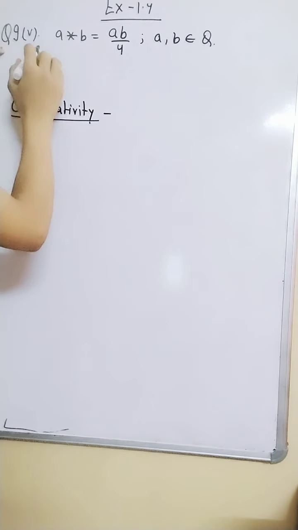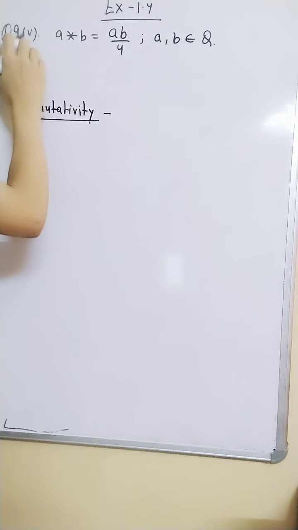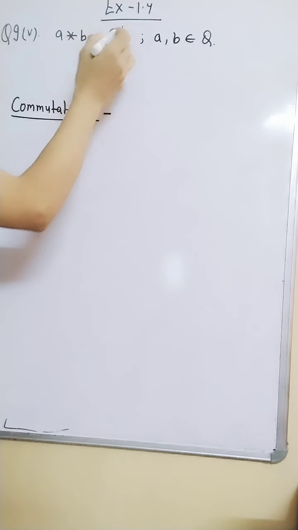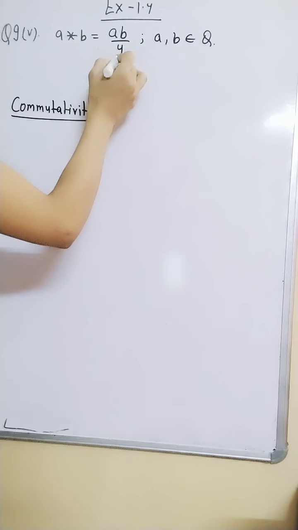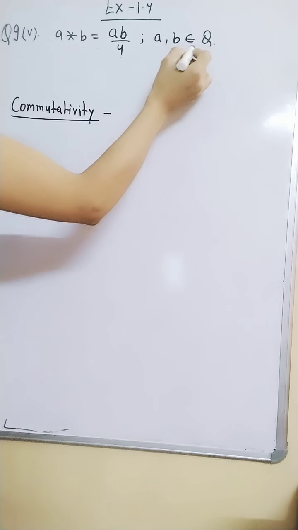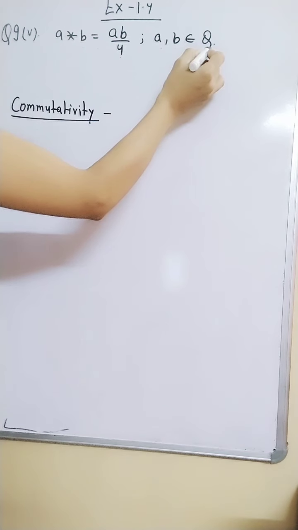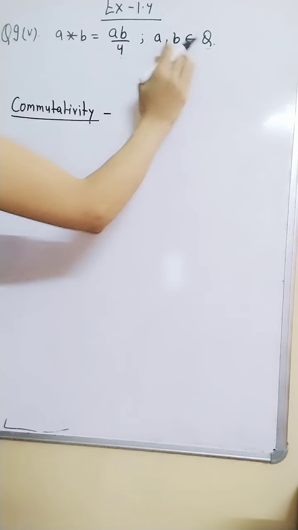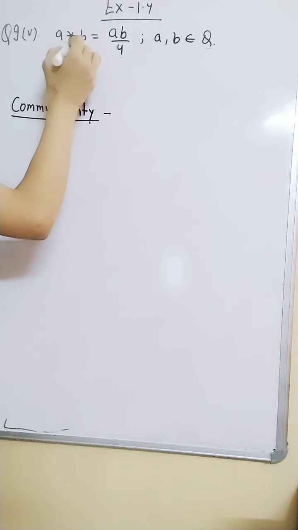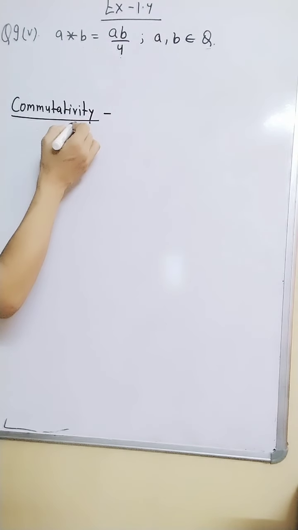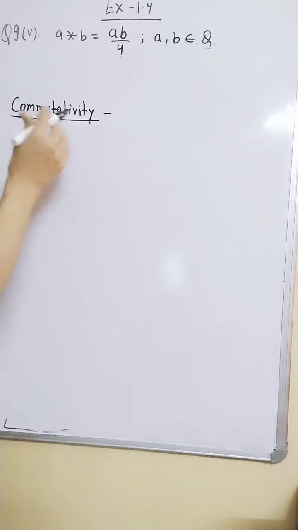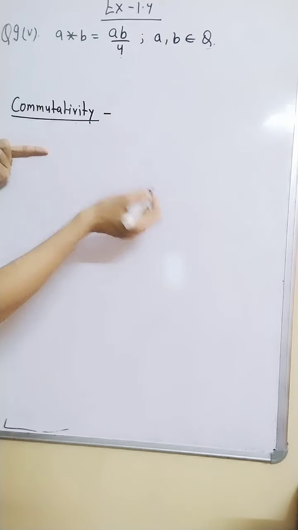So there is a question. This is question number 9, 5th part from exercise 1.4. So in this question, A operation B is given as AB upon 4, and A and B belong to the set of rational numbers, right? Then we have to prove whether this binary operation is commutative or associative or not. Means we have to check the commutativity and associativity, right? So first we are checking the commutativity. This operation is commutative or not, right?